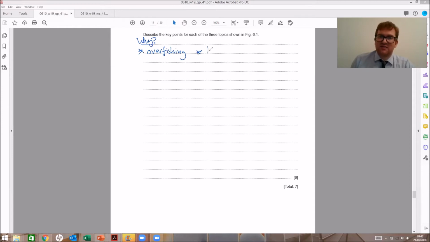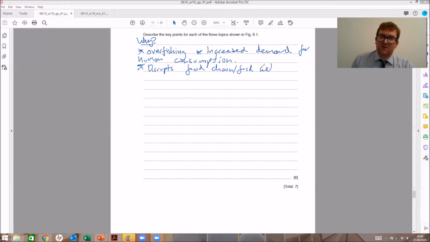Well, there's an increased demand for human consumption. Now, this could either be for the fish or for the dietary supplements like omega-3 and fish oils and so forth. You've also got the fact that the removal of large quantities of fish disrupts the food chain and food web.